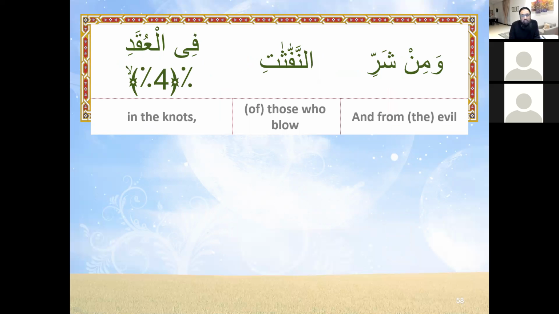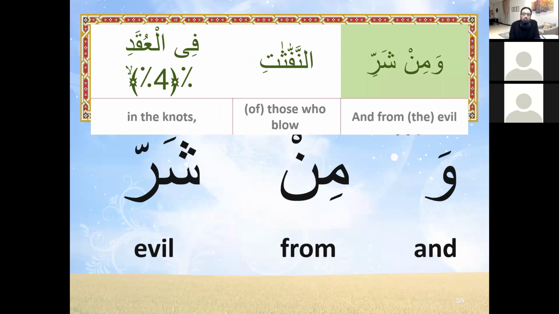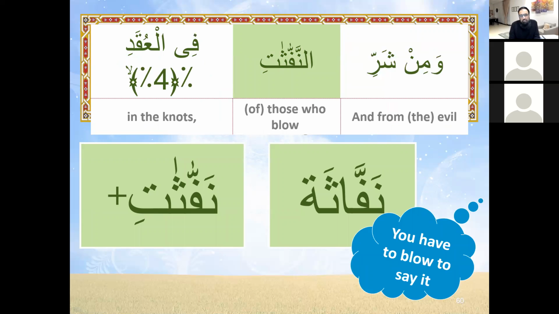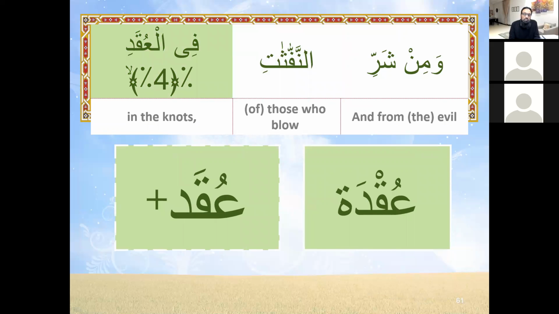And we carry on with the second last verse. وَمِن شَرِّ, again, and from the evil, and now, of what? Nafasa is blowing, right? You have to blow a little to say nafasa. So nafasat is the plural form. So from the evil of those who blow, okay? It's the plural form here, nafasat, of those who blow in the knots. Uqda is a knot and uqad is the knots. So fil uqad means, fi means in, we just covered it in previous slides. Fil uqad is in the knots.